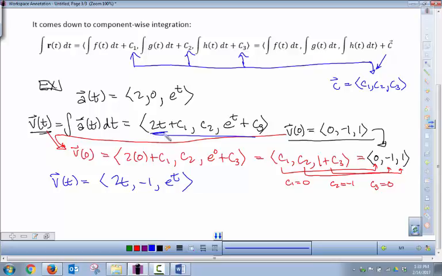A 2t from here, and that's the antiderivative of 2. There was a c1 over there, but we found c1 to be equal to 0, so that didn't factor in. I plugged c1, c2, c3 into this antiderivative step. Okay?